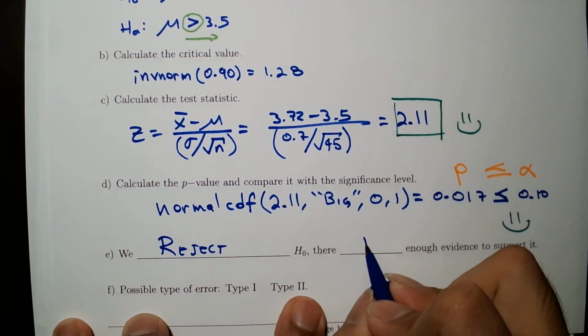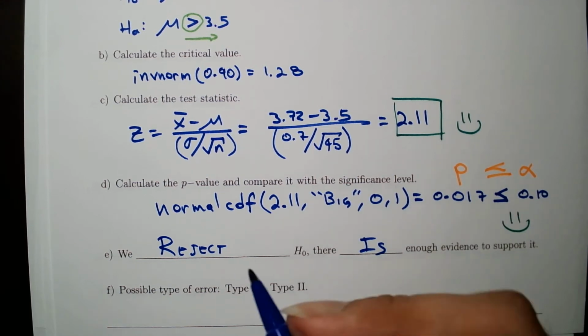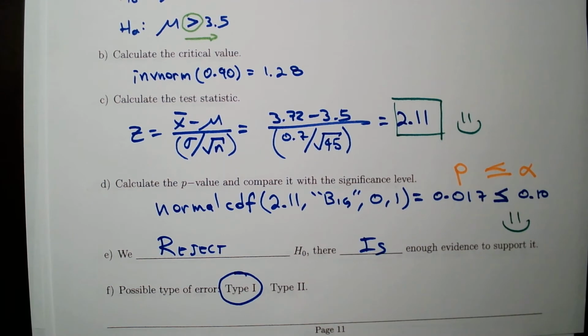H0, there is enough evidence to support it. But what if the sampling of these laptops was not done accordingly? Then we have a type 1 error. But that's the what if.